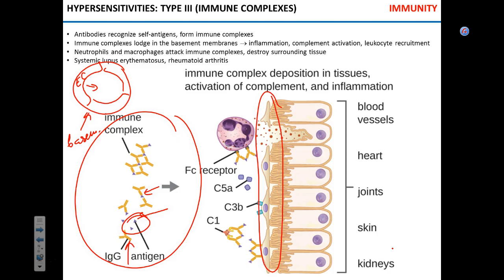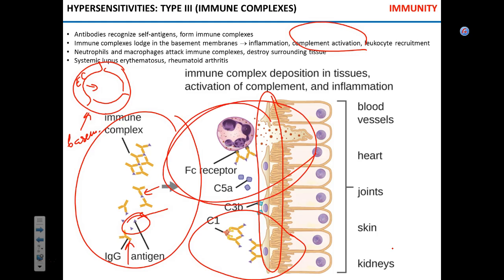Now, when these immune complexes get deposited, a lot of bad things happen. Complement gets activated, inflammation occurs, and leukocytes like neutrophils and macrophages get recruited to the site of the inflammation. That makes sense? So all this leads to massive inflammatory and destructive response in the various epithelial layers. If it's on the skin, you've got psoriasis. If it's in the endothelium, the symptom will be vasculitis and thrombosis. If it's in the joints, it's going to be arthritis. If it's in the kidneys, the endothelium of glomerular capillaries will get destroyed, so you've got glomerulonephritis and kidney failure.